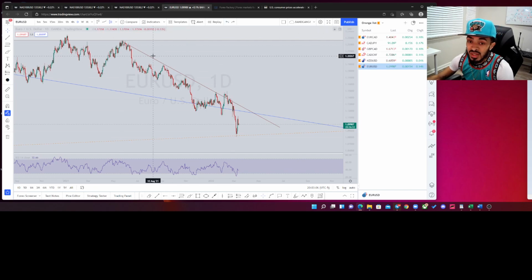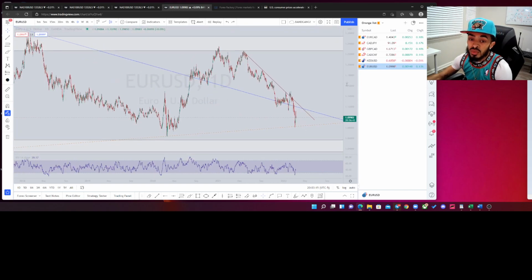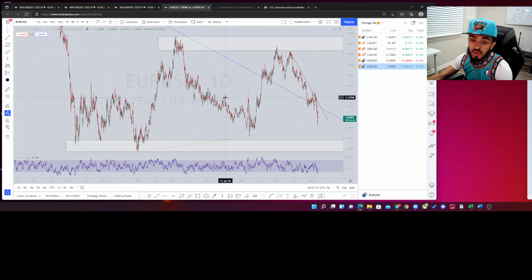And like I said, every time you draw a line on your chart, it's supposed to tell you a story. Now that we got this on the daily time frame, we can start to look to see, okay, well, are we at any major key levels of support or resistance?